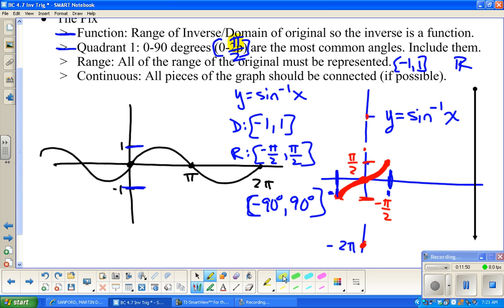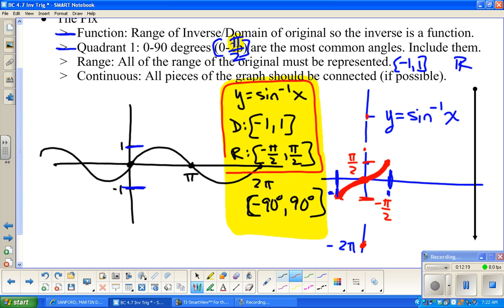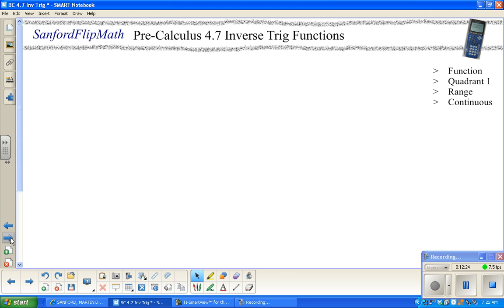Okay, that's a big deal. That is like the end result of all of this criteria. So here's what I need you to know. I need you to know the criteria that we just said. We're trying to make a function. It needs to include 0 to 90, first quadrant. It needs to be continuous, and it needs to include all of the range of the original, or in other words, all of the domain of the inverse. Okay? Ultimately, for inverse sine, this is what we get, and this is always what it is for inverse sine. Every time, always.